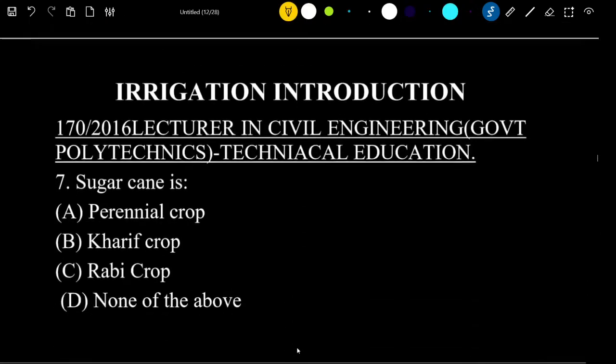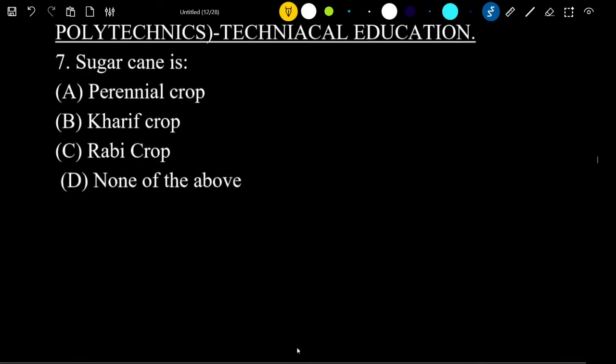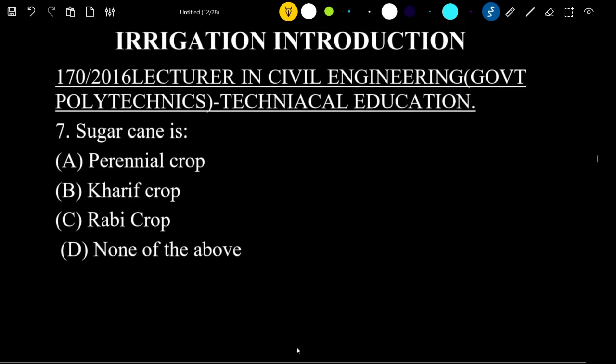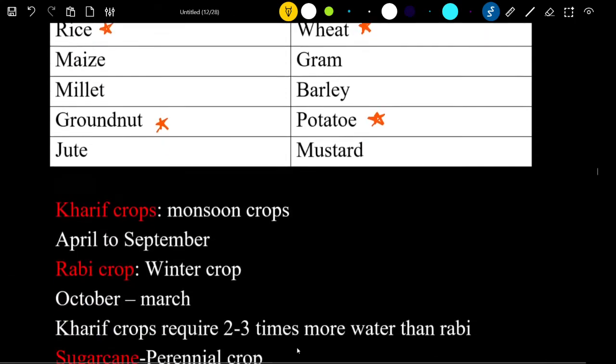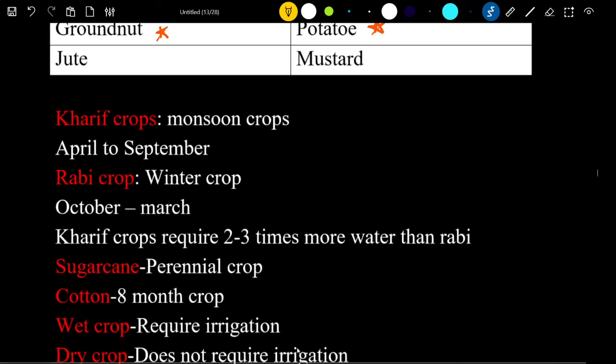Now we'll see the next question. Sugarcane: is it a perennial crop, or a kharif or rabi crop? The answer for this question is option A, that is, sugarcane is a perennial crop. So we'll see what is meant by kharif crops, perennial crops, etc.